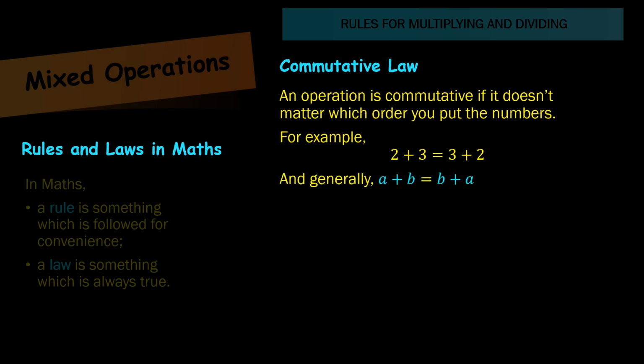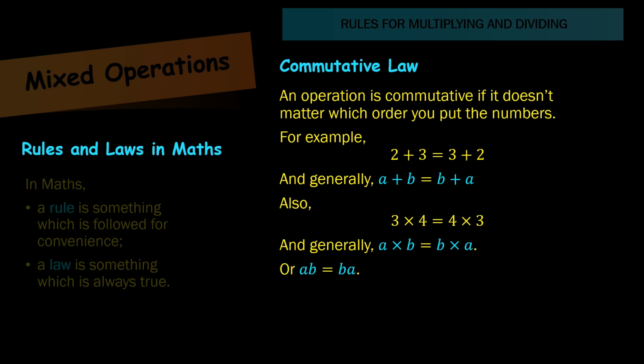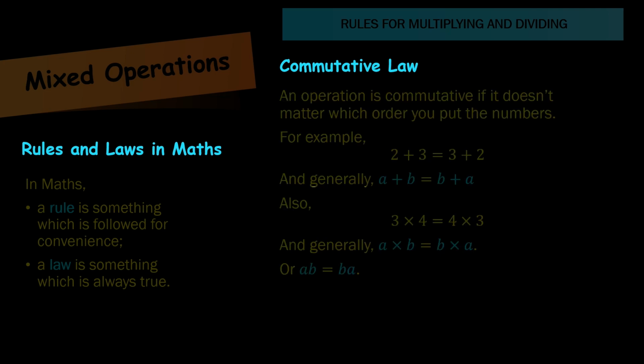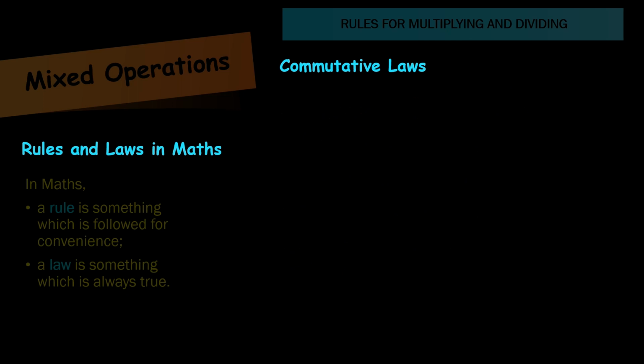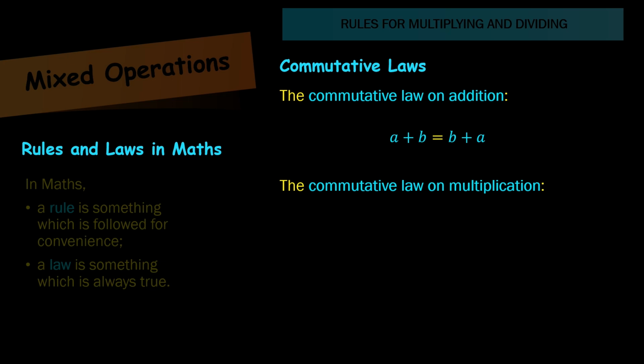And generally, a plus b equals b plus a. We also have 3 times 4 equals 4 times 3. And generally, a times b equals b times a, or ab equals ba. So the commutative law on addition is a plus b equals b plus a, and the commutative law on multiplication is ab equals ba.